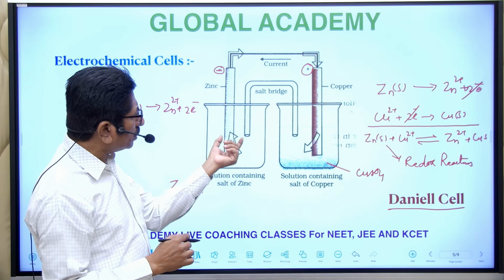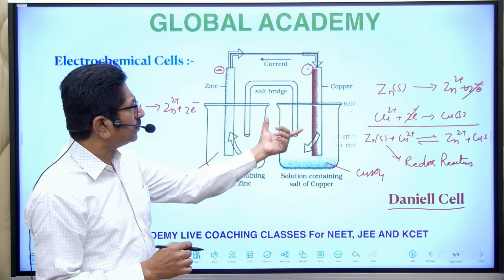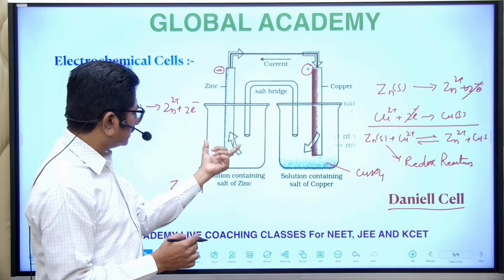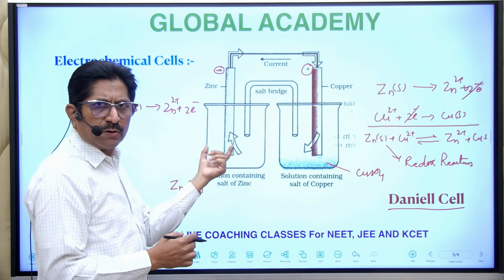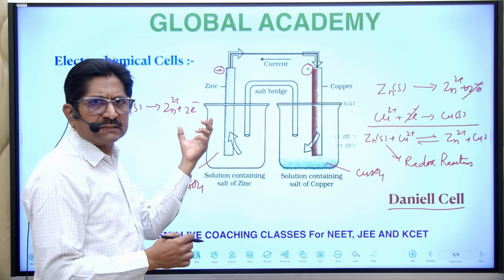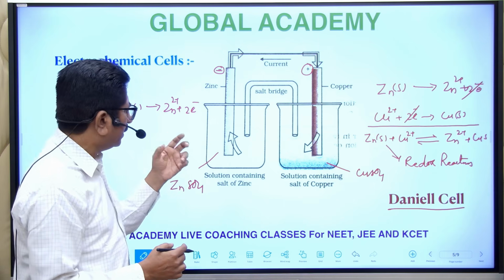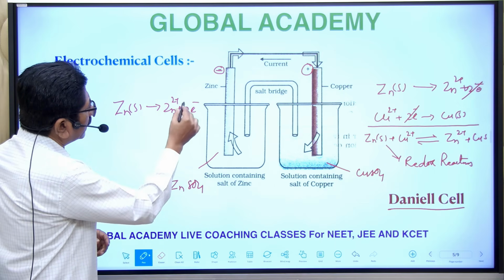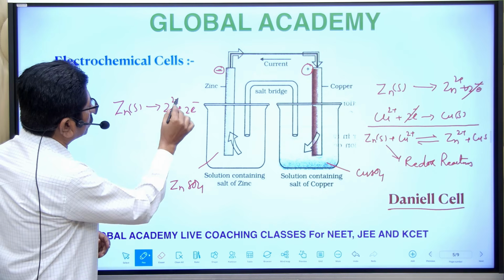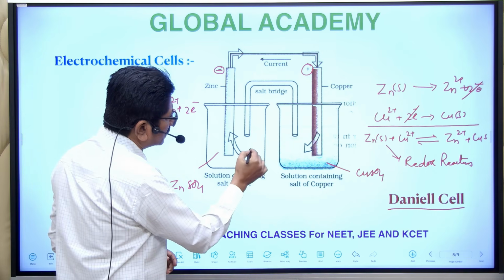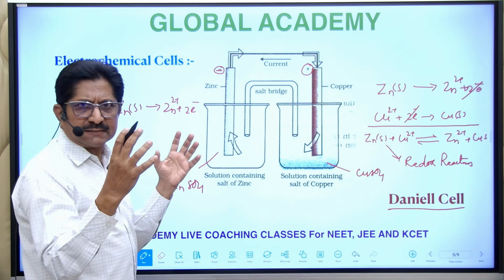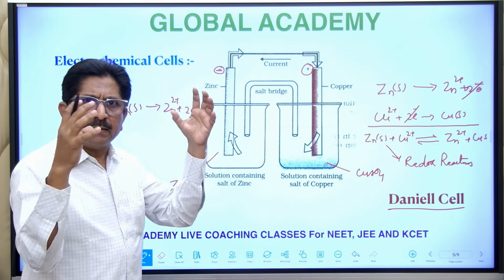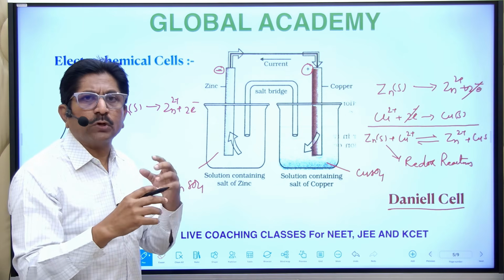Now, one more important thing is the salt bridge. What is the importance of the salt bridge? As you know, a large number of sulfate ions and zinc ions are there. But what happens? The zinc is converted into zinc ions. Now the concentration of the zinc ion goes on increasing. As the concentration of the zinc ion increases, the electrolyte will become positively charged.